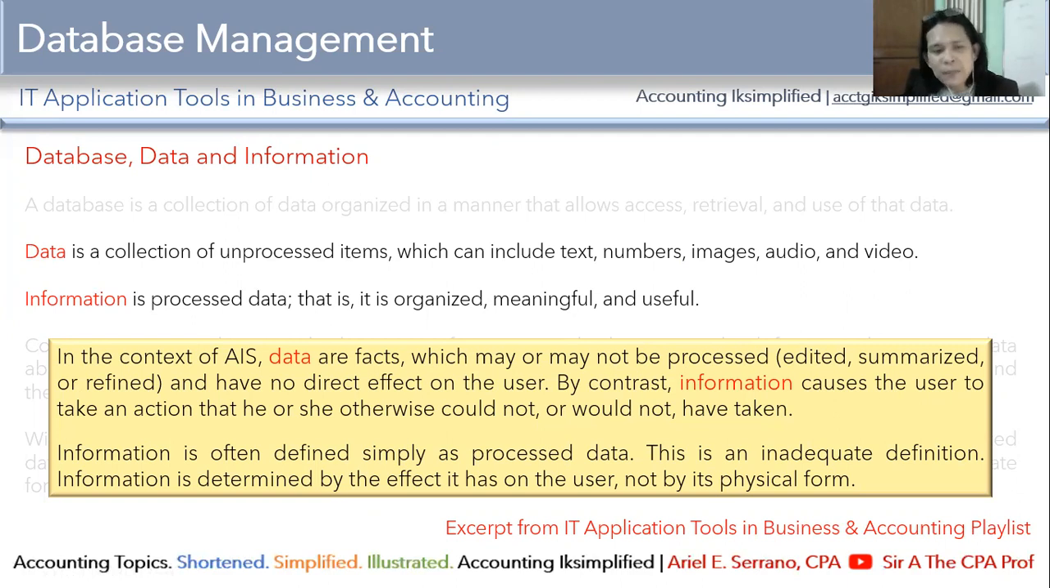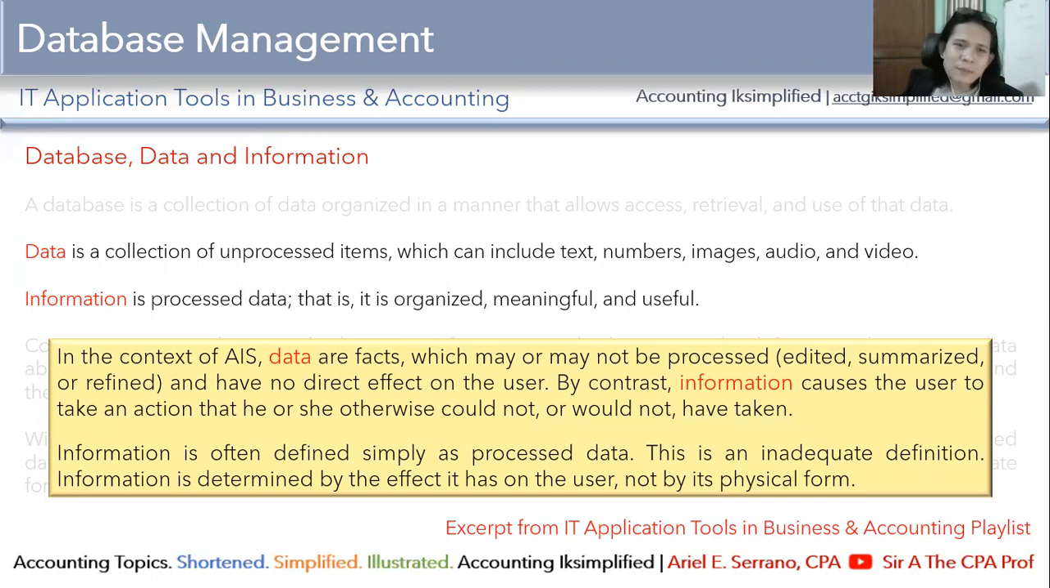That is why, ang sabi po sa libro ni James Hall, na dapat information should not be simply defined as a process data. Okay? Kasi inadequate daw yung definition na yon. Information is determined by the effect it has on the user and not on the physical form. Of course, these are two different point of view. Okay? But this is a good definition of information. Not taking on the physical form, but rather on how it affects the user.